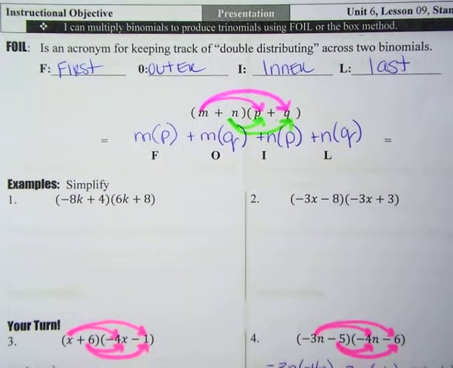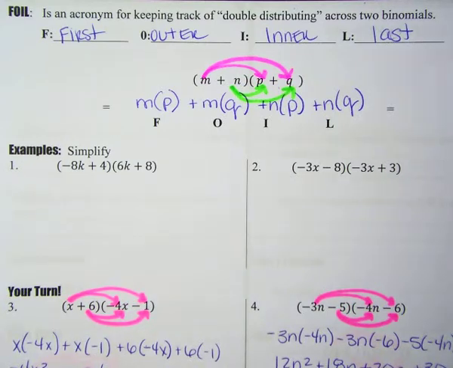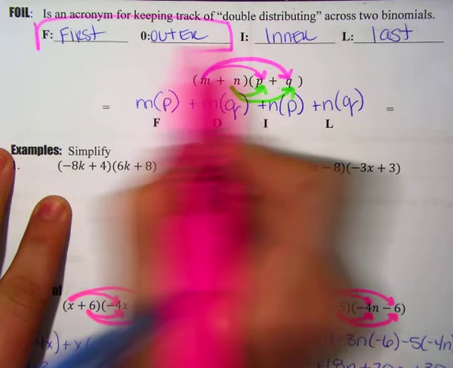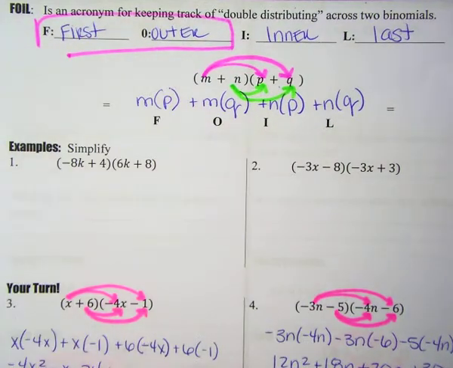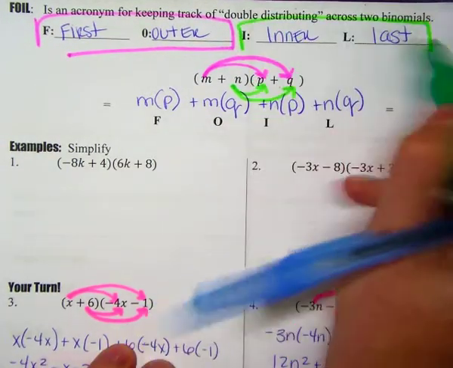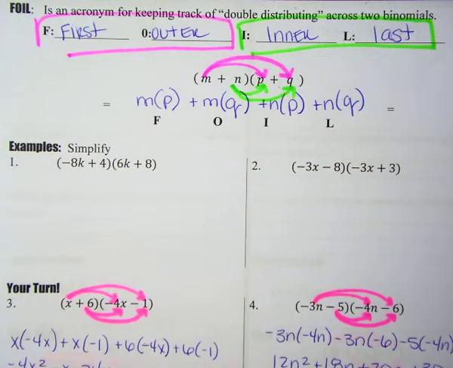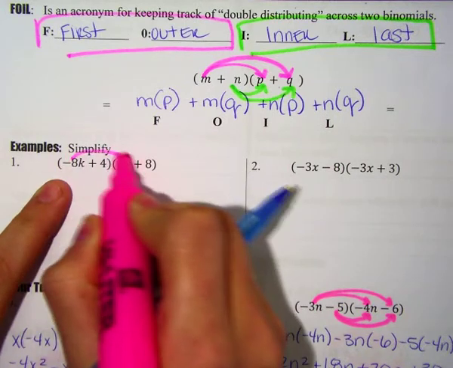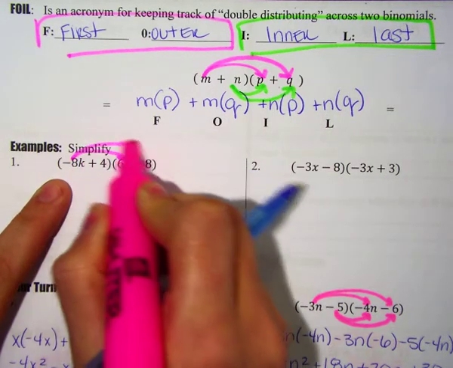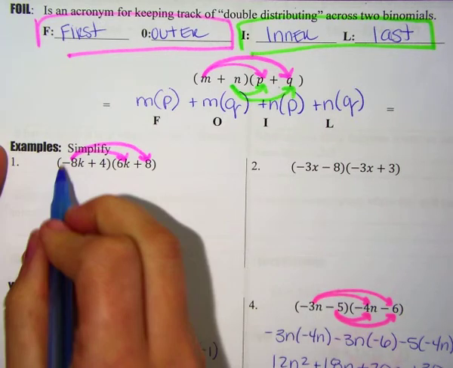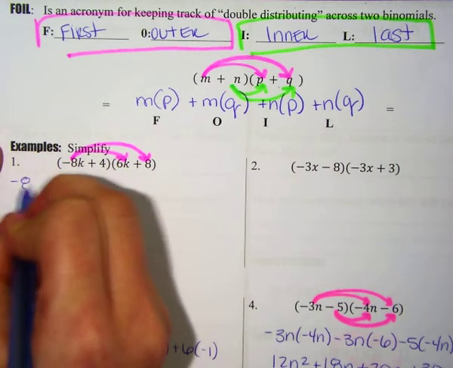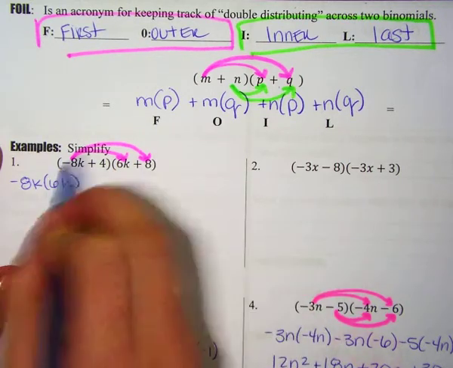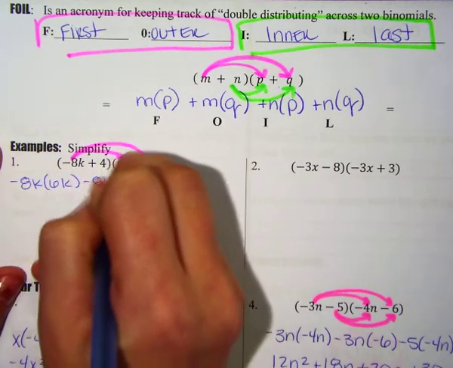To do some examples using FOIL, first, outer, inner, last, I'm going to do it in two chunks. First, I'm going to take care of first and outer. Then after I do that, I'll look to inner and last. Okay. So here we go. First times first, then outer terms. First term times first term, negative 8k times 6k. Then outer terms, negative 8k times 8.